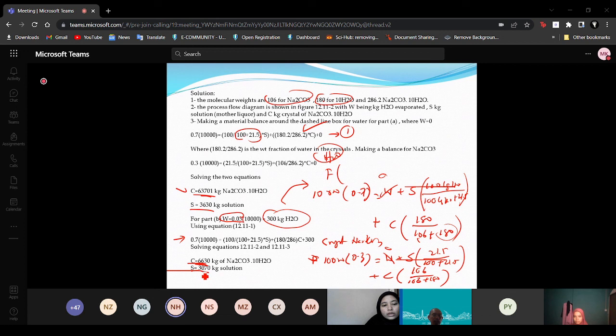Solution is 3,000. I think there's something wrong here. Not 6,000, this is 6,000. This is 6,300, 6,600. This is correct, the one behind is wrong. So you see that when you evaporate some water, you can obtain more crystal. This is the impact. You see, when you evaporate, you will get more crystal. Questions?